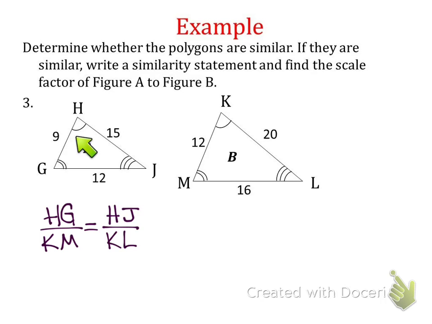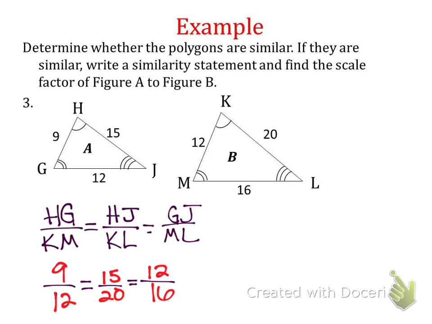So going through this picture, the one arc to the two arc side, HG matches the one arc to the two arc side, KM. One arc to the three arc, HJ matches KL, and so on. GJ matches ML. Let's put in those numbers and reduce those fractions. Do we come up with the same fraction? After we reduce those numbers, do they come out to be the same ratio? If they do, that's the scale factor.